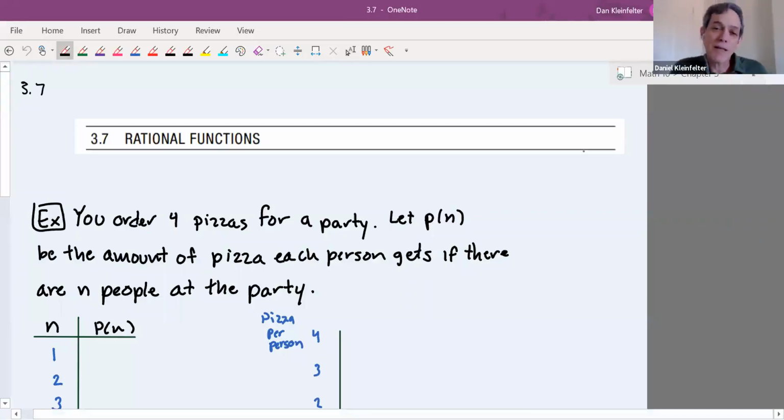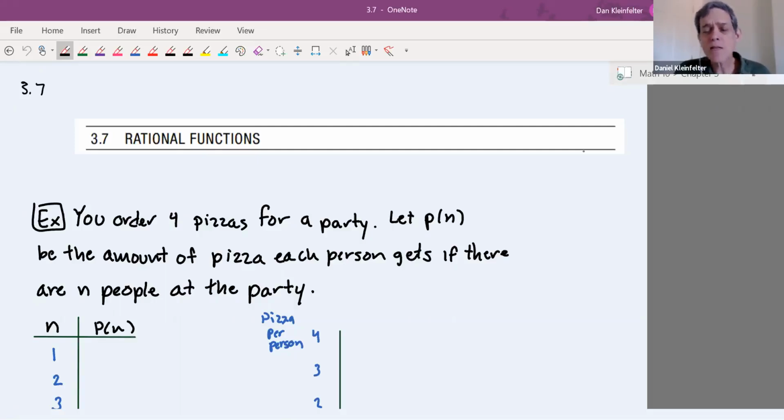Welcome back, everybody. In this video, we'll be starting section 3.7, which is about rational functions. And basically, this is going to be the last class of new functions that we'll deal with in this chapter. We spent a long time working on polynomials and polynomial functions. Rational functions are built out of polynomial functions by division, basically.